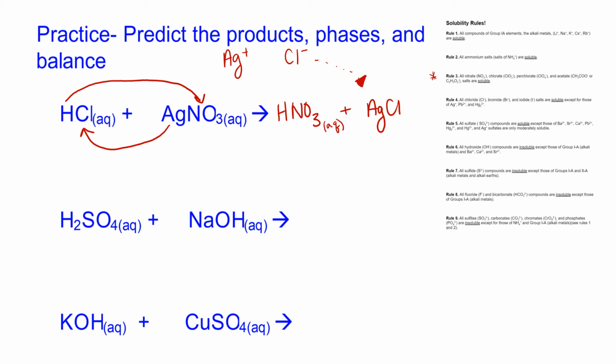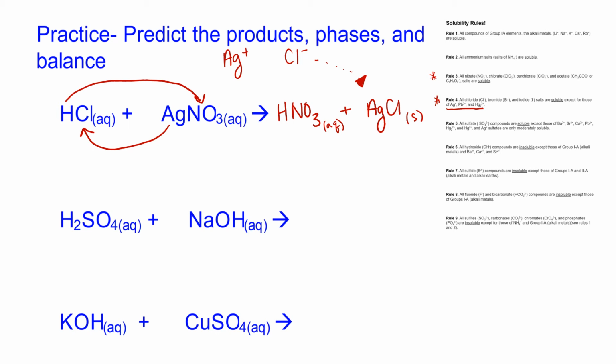And then when we look at silver chloride, we're looking at rule number 4, where it says all chloride, bromide, and iodide salts are soluble except for those of silver, lead, and mercury. So since silver chloride is an exception to this rule, the silver chloride is going to be insoluble, which means it is going to be a solid.